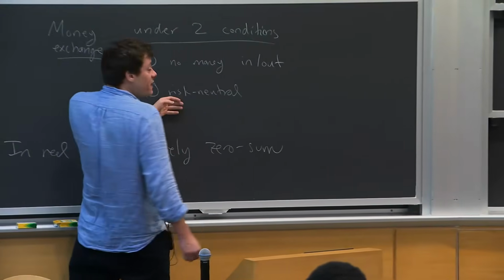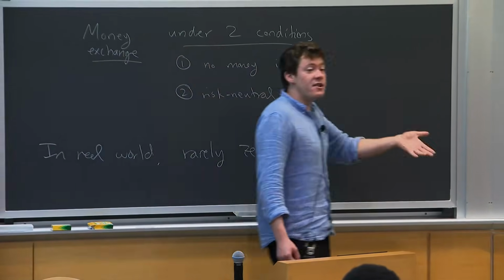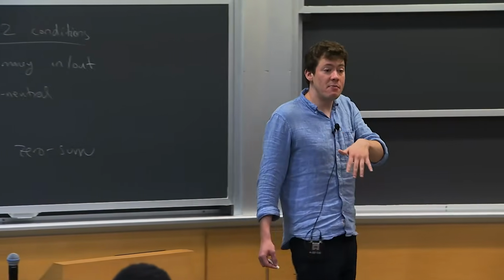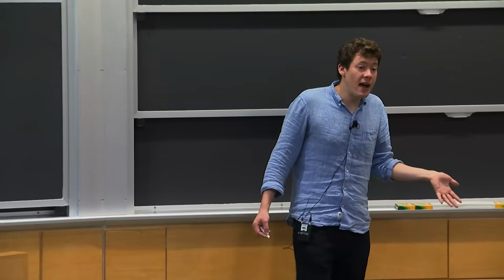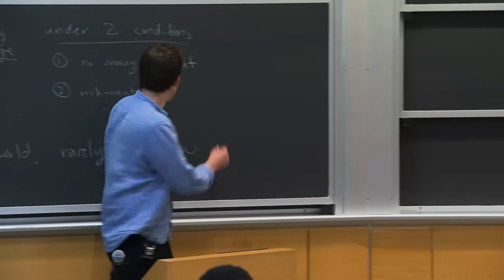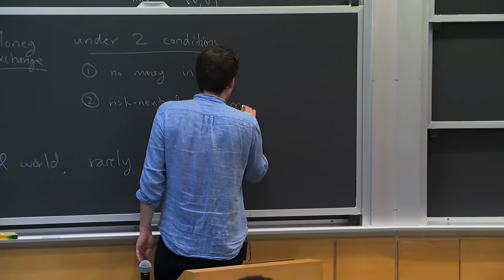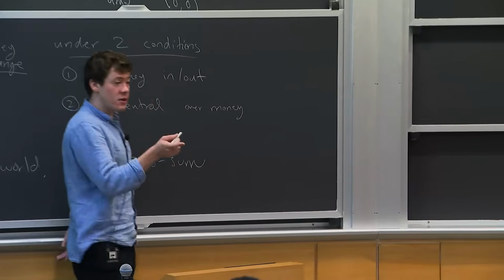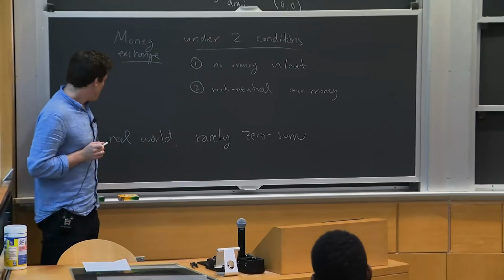So that you are indifferent between, say, getting $10 for sure and a lottery that pays you 0 with probability half and 20 with probability half. Yeah, good question. Any other questions? So I'll say over money, maybe, to be more clear. Question or no? No. OK.